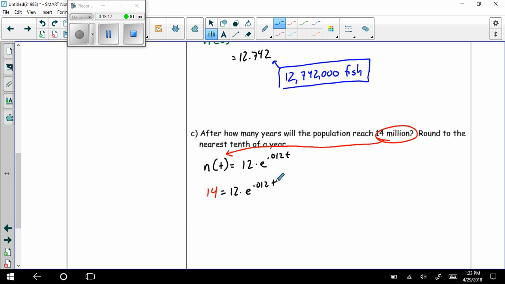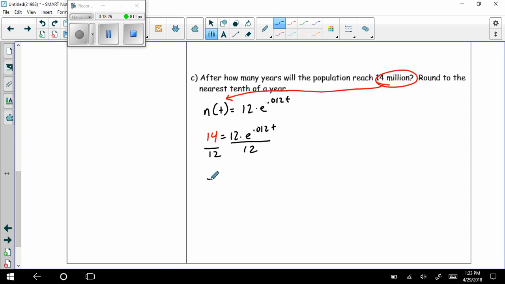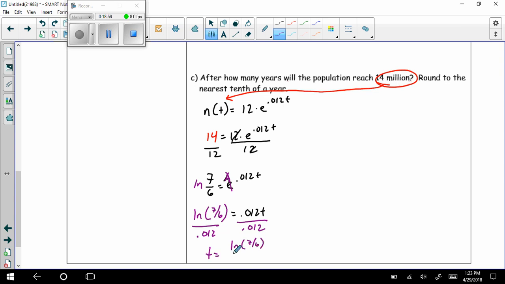Again, this is my caution not to reduce too quickly in a calculator. And so I'm going to leave this as divide by 12, divide by 12. If we reduce that fraction, that becomes 7 over 6 equals, because those cancel, e to the 0.012t. The only way to cancel an e is to take the natural log of both sides. I'm going to make that a different color. So we're taking the natural log of each side. That makes those cancel. And so we're left with natural log of 7 over 6 equals 0.012t. And last step is dividing both sides by 0.012. And we end up with t equals the natural log of 7 over 6 divided by 0.012.